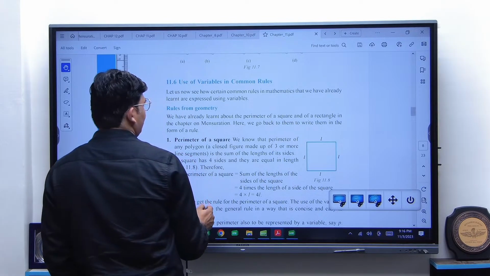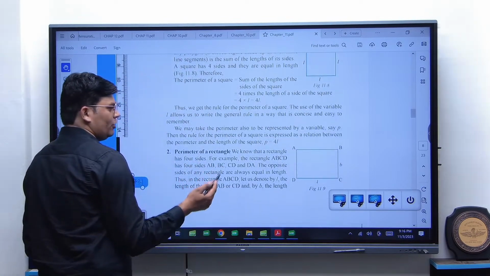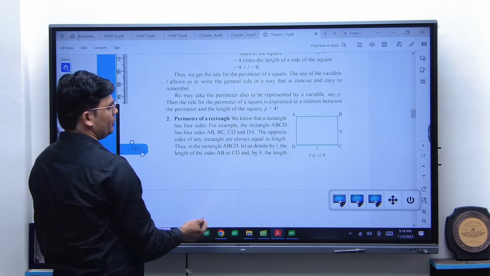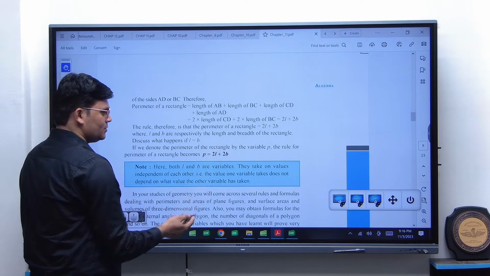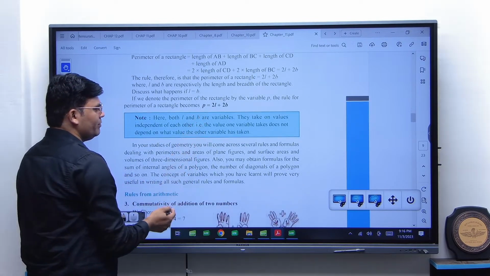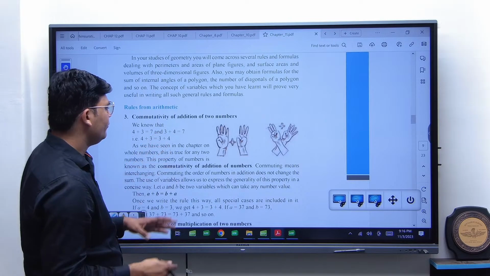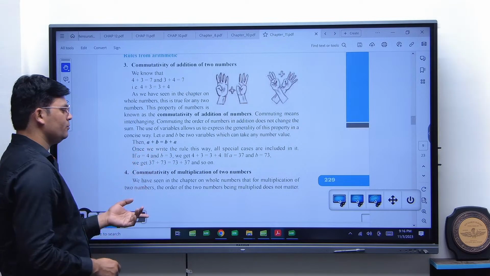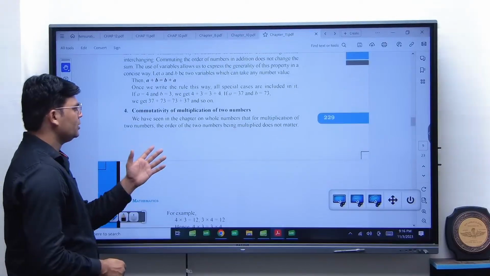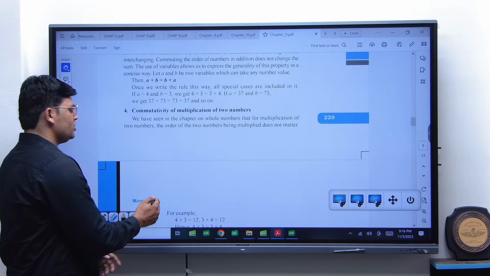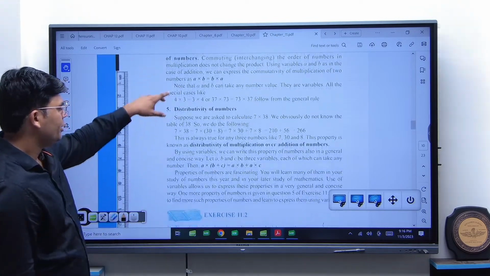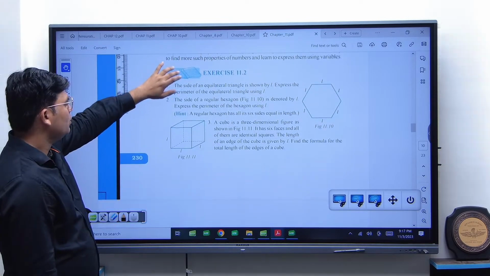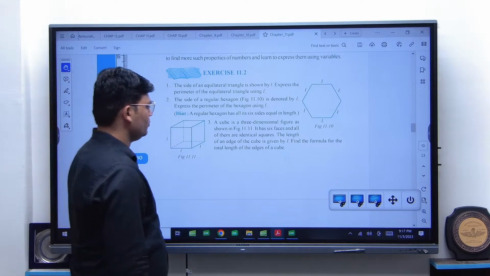So, use of variables in common rules. I have already discussed with you the perimeter of a square is 4 into side. The perimeter of a rectangle is 2 into (L plus B). So we can take 2 common, so it becomes L plus B. Commutative property you know already, A plus B is equal to B plus A, and the commutativity of multiplication of two numbers. Distributive property, you already know this, right? I've already taught you. Coming to exercise 11.2.